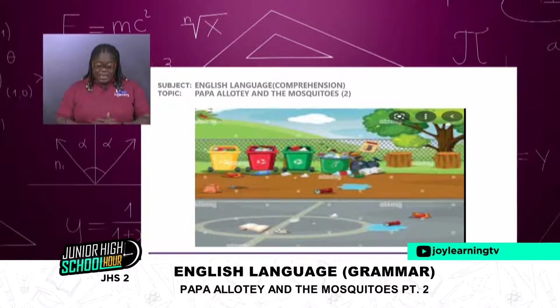For me, I see dirt all over the floor. I see the bins, they are kind of full up and the dirt is seen all over the floor. Is this how we are supposed to keep our homes or our environment? When we do this, what do you think will be happening to us? These are questions you need to answer yourselves, okay?